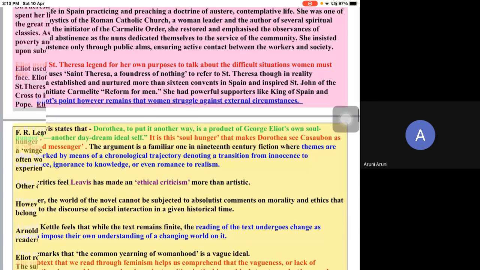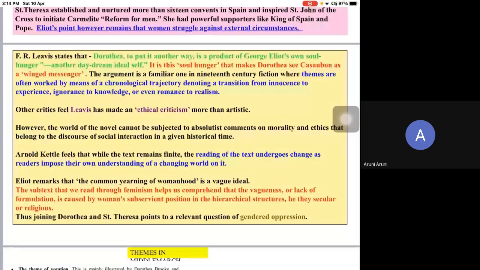Then F.R. Leavis, another critic, states that Dorothea, to put it in another way, is a product of George Eliot's own soul hunger, another daydream ideal self. So there is a soul hunger that the author faces, and Dorothea is a picture of that soul hunger. It is this soul hunger that makes Dorothea see Casaubon as a winged messenger. So she thinks that Casaubon is an angel, a winged messenger. In fact, it's nothing like that, right?